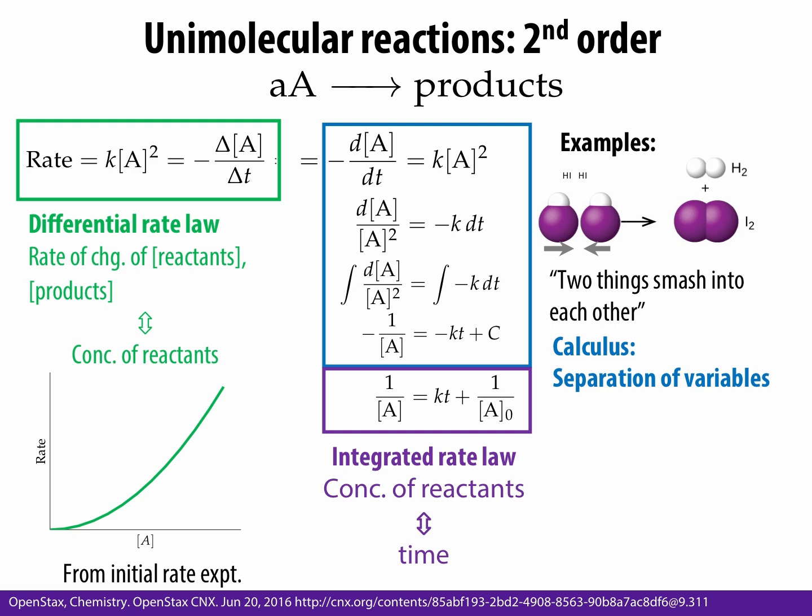As usual, you're not going to have to do the calculus, but through calculus, we get to this overall integrated rate law: 1 over A is kt plus 1 over A naught. Now this relates the concentration of a reactant A versus time to the time t and the initial concentration A naught. So what was A at the start of the experiment?